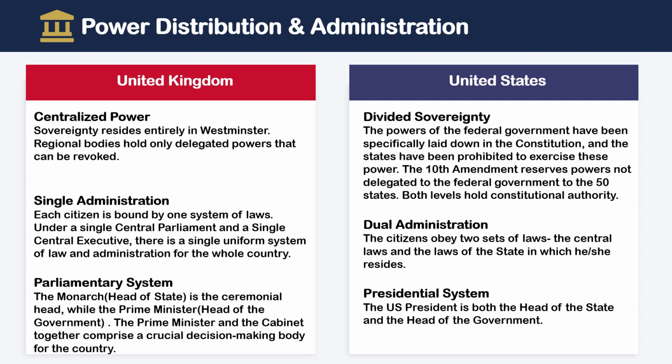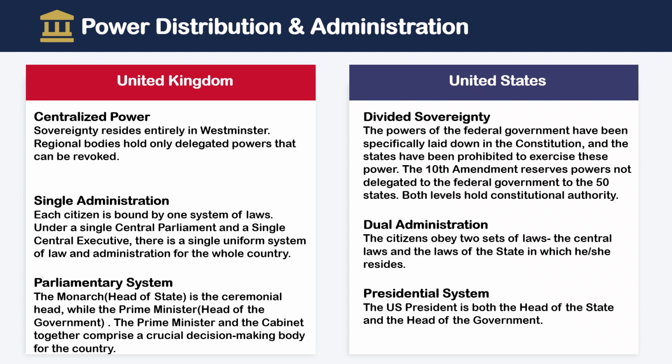Secondly, in United Kingdom, there's single administration. Every citizen of UK is bound by one system of laws. There's a single central parliament and a single central executive, and there is a single uniform system of law and administration for the whole country. On the other hand, in United States, there is dual administration.